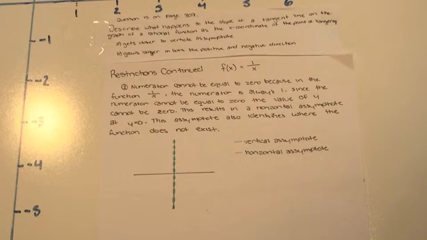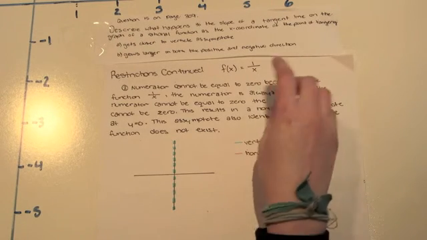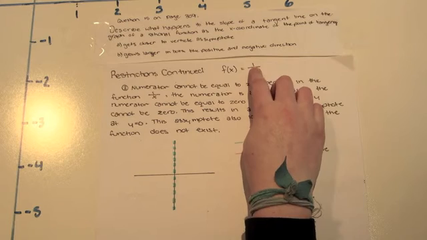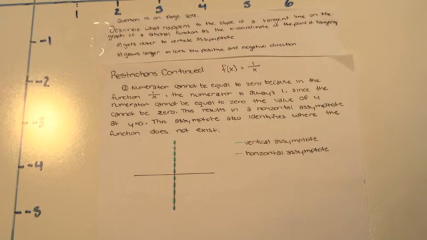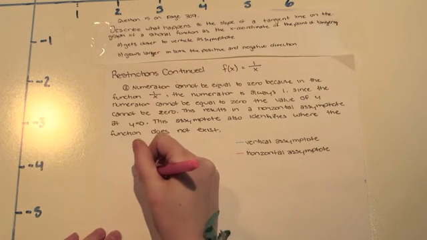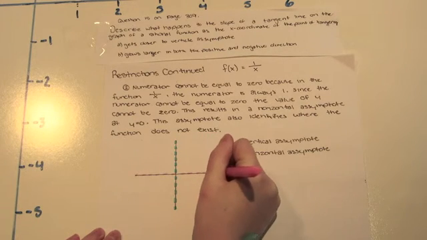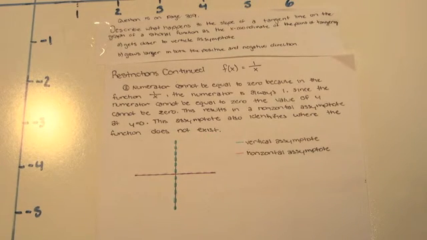Another restriction that is present in this rational function is that the numerator cannot be equal to 0. This is because in the function f of x equals 1 over x, the numerator is always 1. Since the numerator is always 1, the value of y cannot be 0. This results in a horizontal asymptote at y equals 0. This asymptote also identifies where the function does not exist.